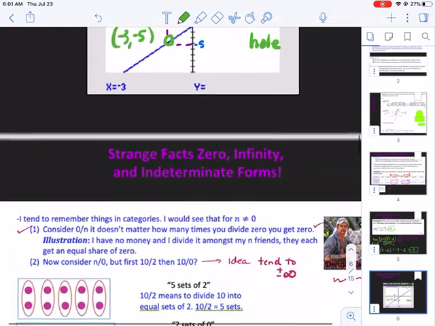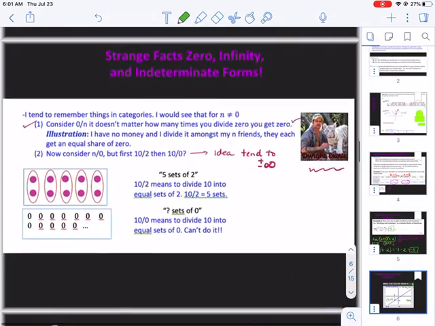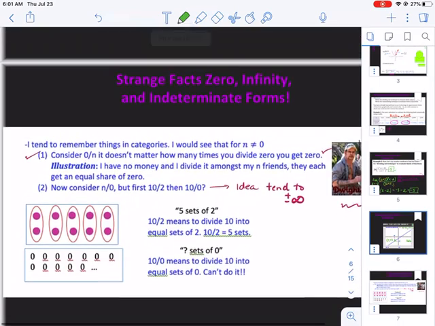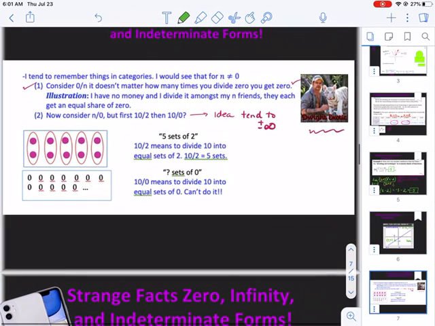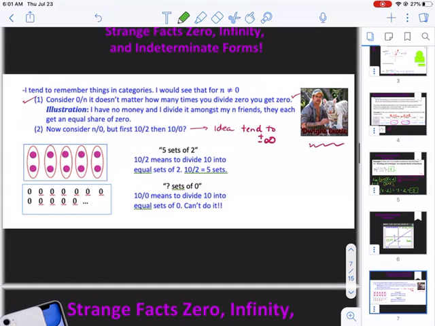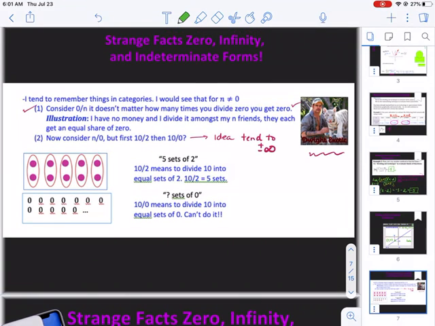So some of the strange facts, wanting to separate these because I remember having a hard time going over something like indeterminate forms as compared to 0. If you consider 0 divided by n, it doesn't matter how many times you divide 0, you still get 0.